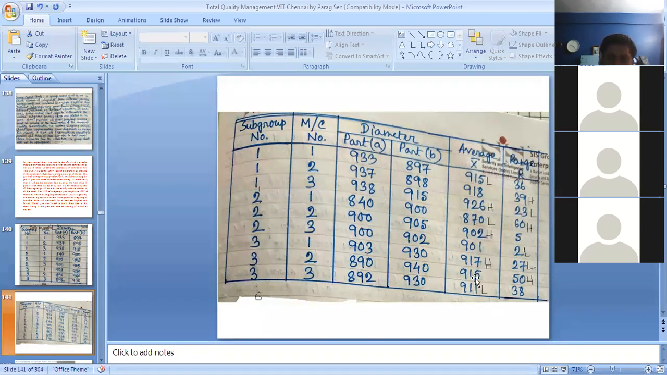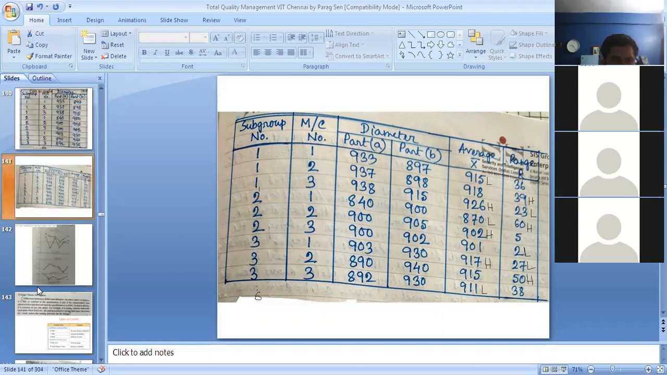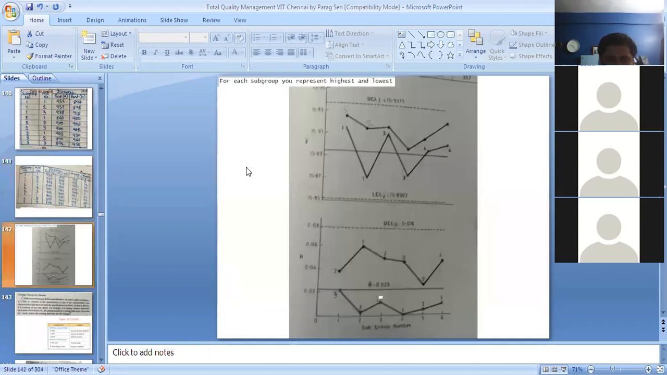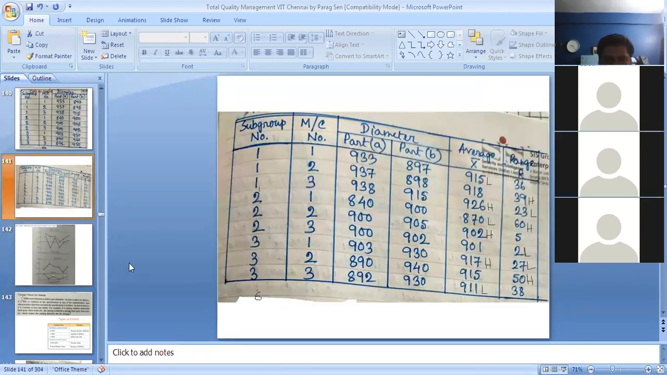You might not be understanding or realizing the fact, so you try to see this. How they have plotted this data, then you will be able to understand. Suppose here they have plotted all this data, X bar chart and R chart.